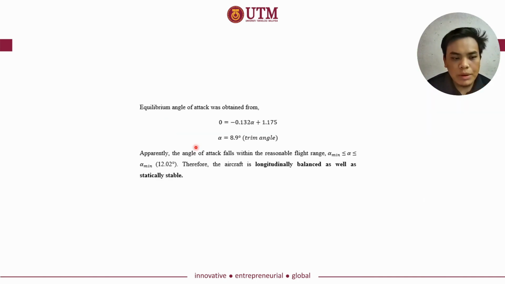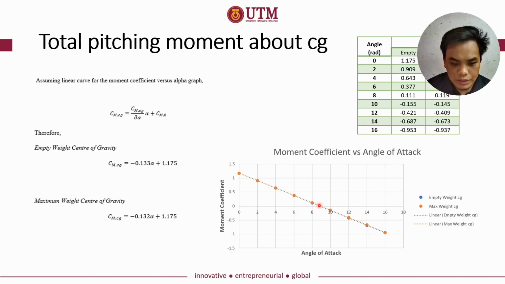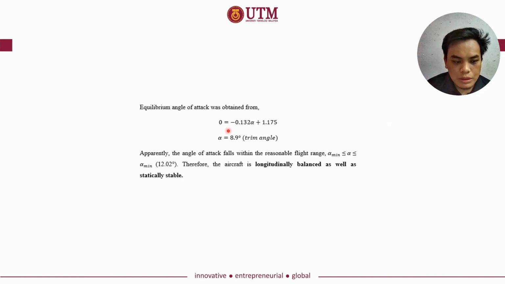The equilibrium angle of attack is obtained by finding this angle of attack. We just need to put Cm equal to 0, and here you can see that alpha is 8.9 degrees, which is the trim angle. Apparently the angle of attack falls within the reasonable flight range, therefore the aircraft is longitudinally balanced as well as statically balanced.